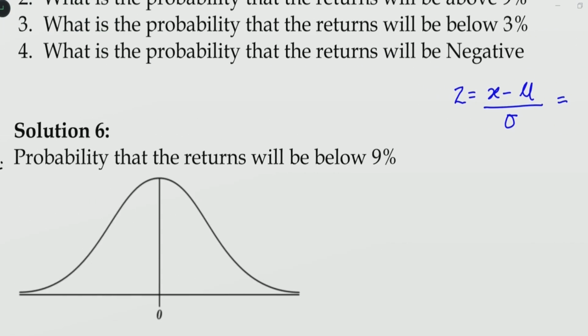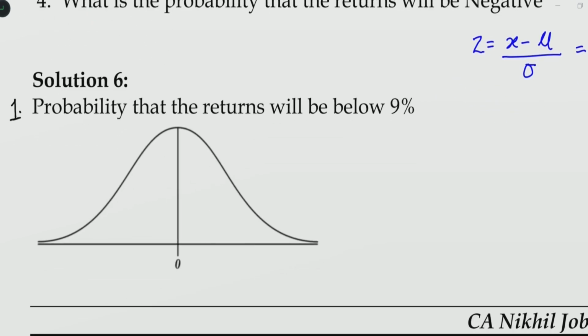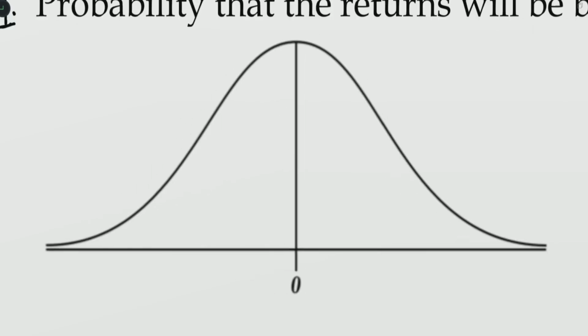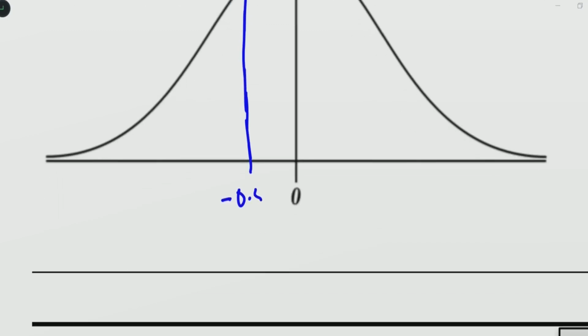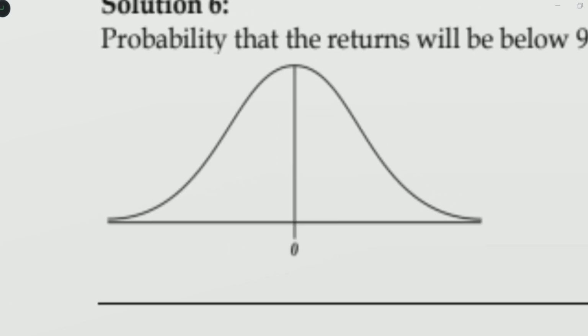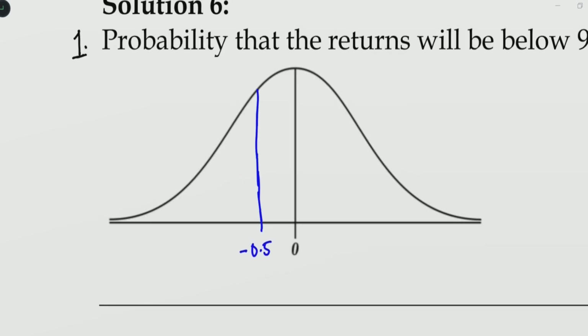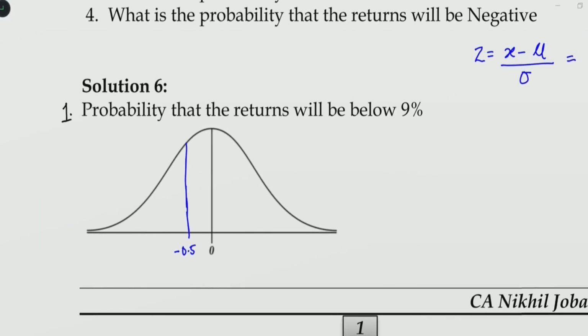Obviously negative 0.5 will come where? To the left of the curve, right? So let us identify, say it comes somewhere over here, negative 0.5. Now once you identify where negative 0.5 comes, you need to understand the question is asking you the probability that the returns will be below 9%. That means this is the 9% range. So the probability that the returns will be below 9% will be this area, correct?